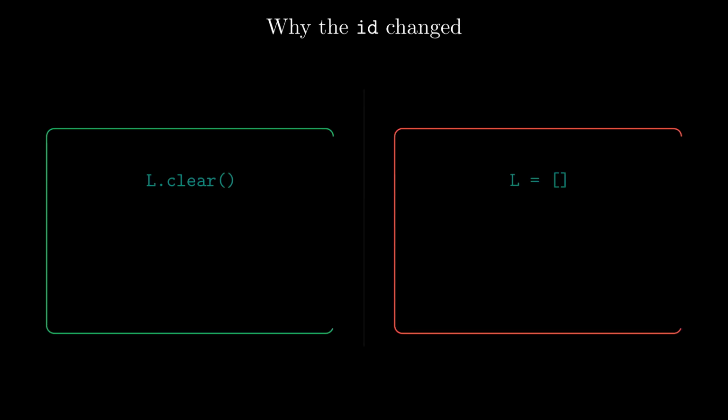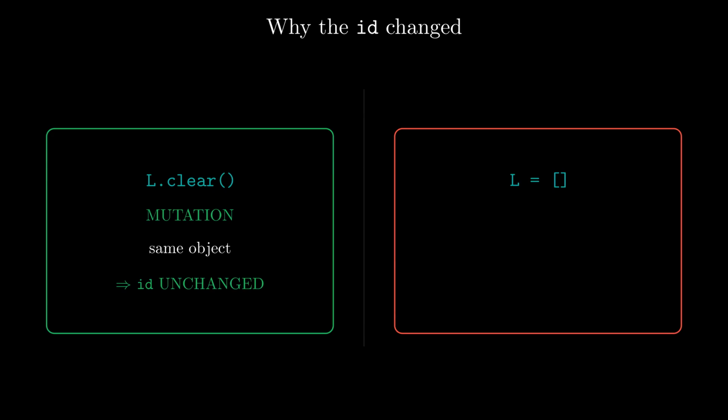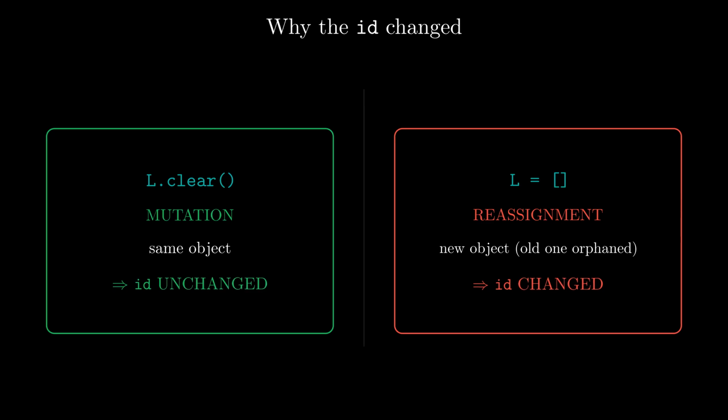This is the same story as the tuple and as our doubling loop. Assignment binds a name to an object. When we say L equals an empty list, Python created a new empty object and attached the name L to it. The old list did not change and did not disappear. It simply lost its L binding, orphaned in memory. That is why the id changed. We are now looking at a different object entirely. Clear mutates and keeps the id. Assignment replaces and changes the id. The id is how you tell the two apart.